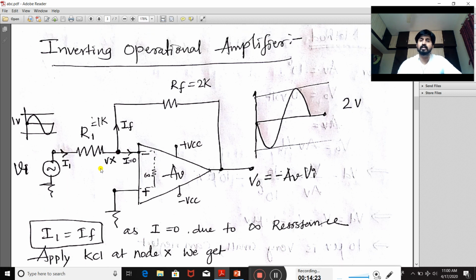In the next class I will explain about the addition and zero crossing detector of op amp.